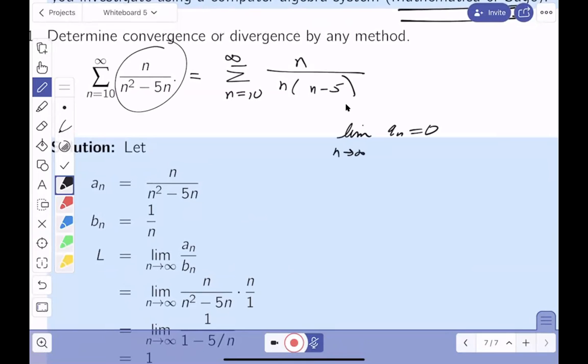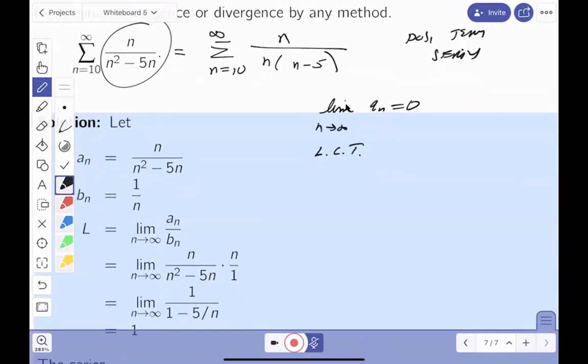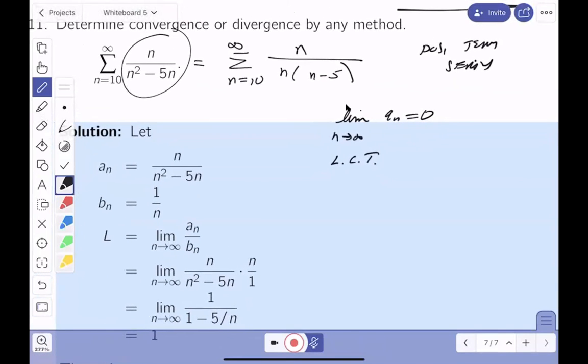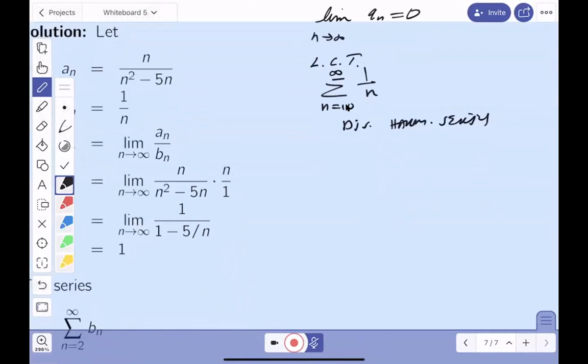And for a comparison to this one over here, I'm going to use what's known as a limit comparison test. This is a positive term series. And I like the limit comparison test. And looking at it, n over n squared minus 5n, I'm going to say compares nicely to this one over here, which I know is a divergent harmonic series. I know it. So let's take a look.